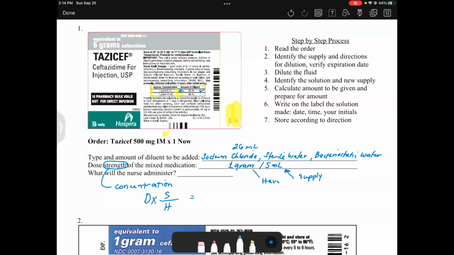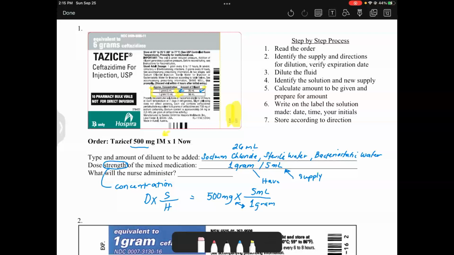And so our desired is the order, right? So we need 500 milligrams multiplied by, on top is our supply. So it says here that there's 5 ml. And at the bottom, our have. So what do we have? 1 gram. Oh, wait a minute, right? Can we do this? Can we directly multiply this? Not necessarily, right? Because we can't cancel it out. So we need to figure out how to convert the 1 gram into milligrams.